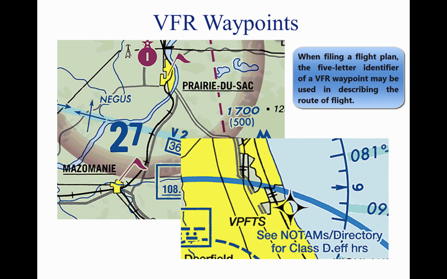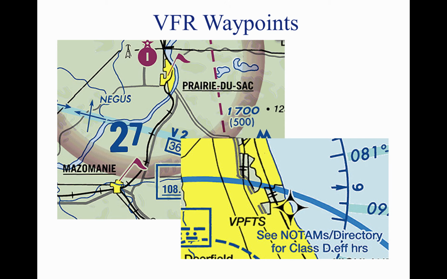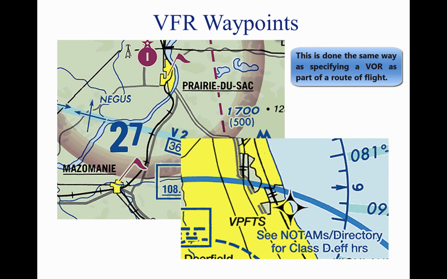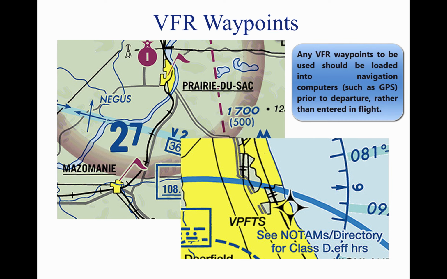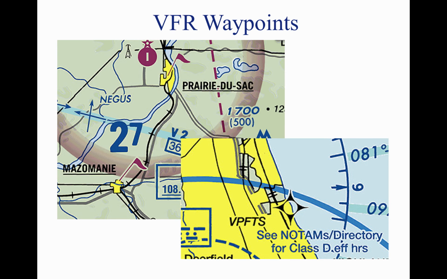When filing VFR flight plans, use the 5-letter identifier as a waypoint in the route of flight section, if there is an intended course change at that point, or if used to describe the planned route of flight. This VFR filing would be similar to VOR use in a route of flight. Pilots must use the VFR waypoints only when operating under VFR conditions. Any VFR waypoints intended for use during a flight should be loaded into the receiver while on the ground and prior to departure. Once airborne, pilots should avoid programming routes or VFR waypoint chains into their receivers.